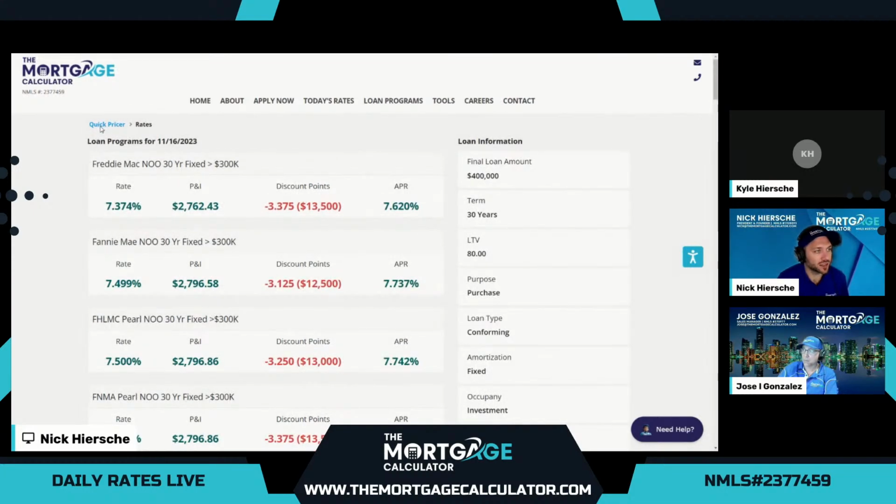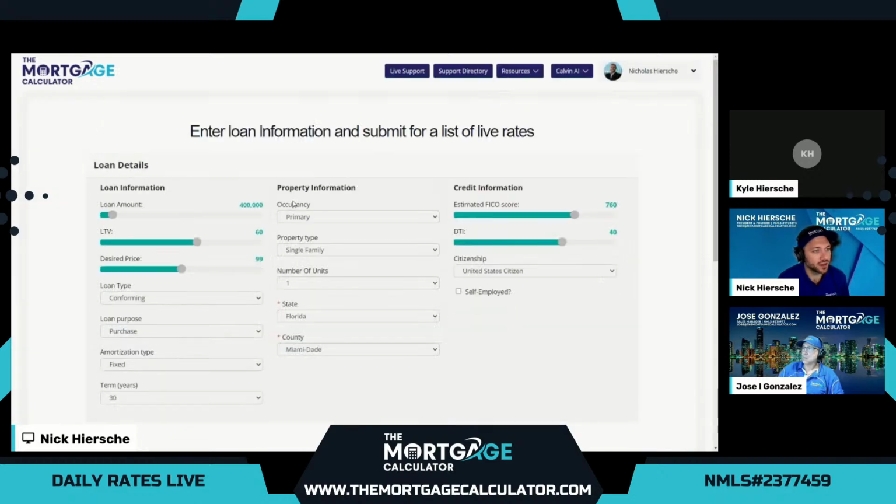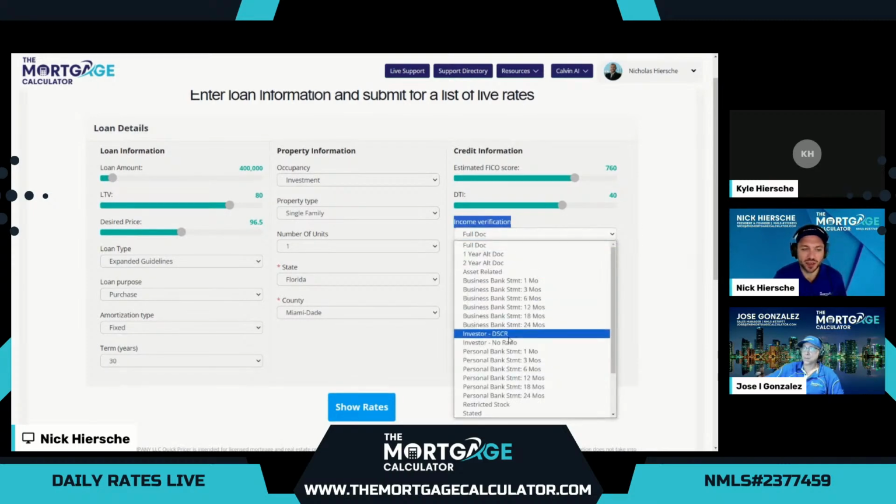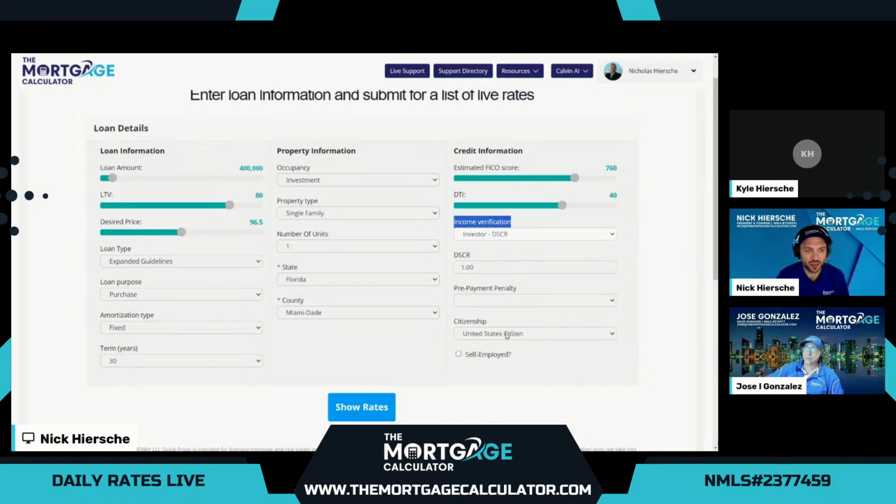And final example here, investment property, same scenario. And this time we're going to choose our non-QM for investment properties. For non-QM, we must select our income. The most popular income by far and our most popular loan by far is our DSCR loan because it doesn't require any income or employment documentation from our borrower. Simply use the estimated rental income to calculate a DSCR value. It stands for debt service coverage ratio.